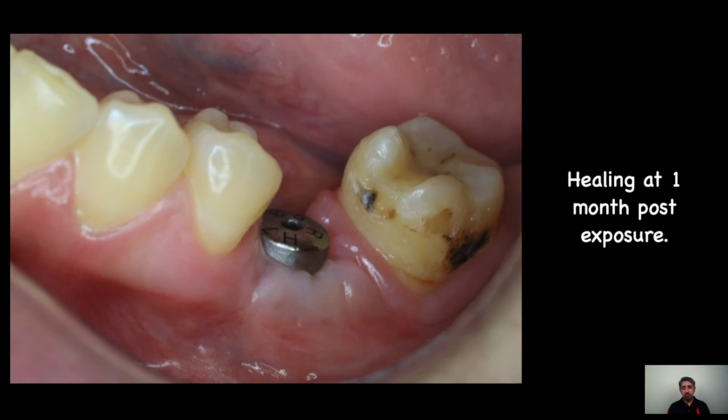This is what it looked like at 4 weeks after the surgical exposure was done, and we were now ready to go ahead with the final impressions.